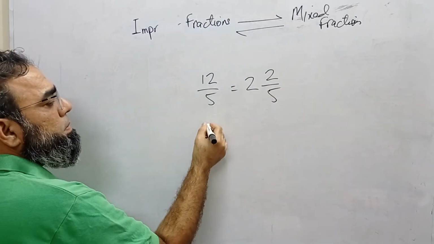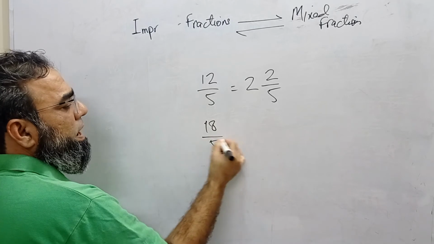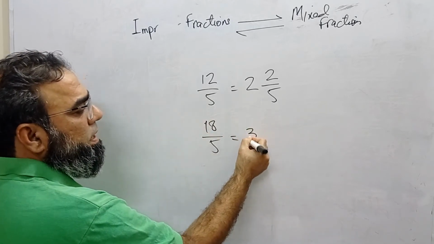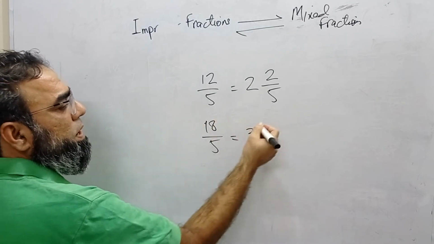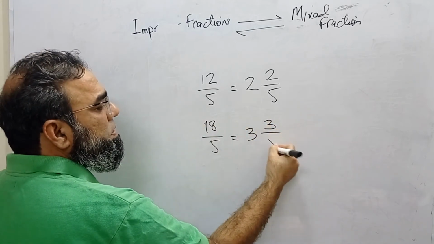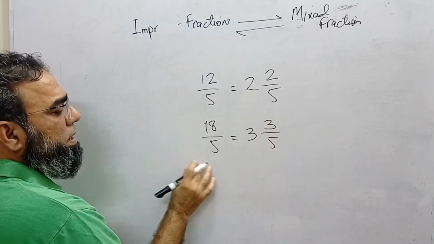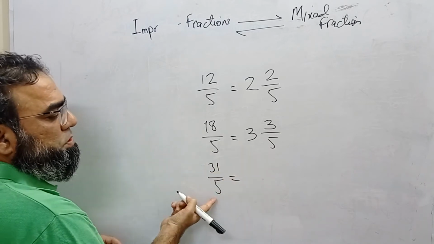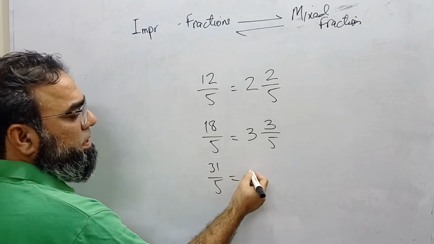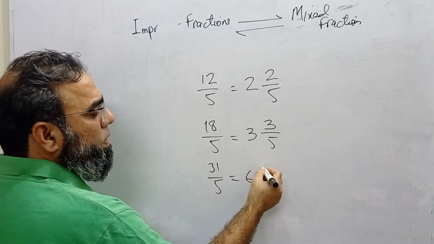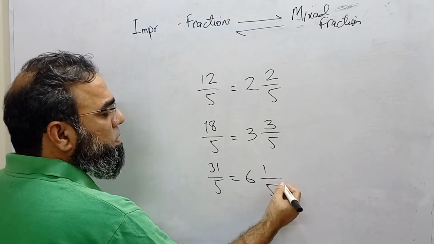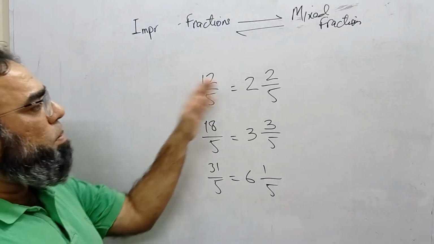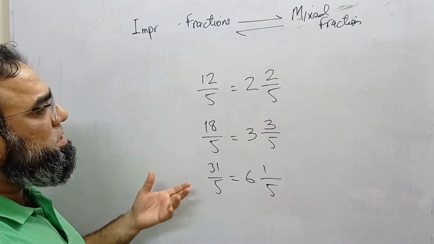Suppose you had 18 over 5, okay? You see 5 3 times is 15, and there is still 3 more required. This is 3 whole 3 over 5, okay? Suppose you had 31 over 5. So you see that 5 6 times is 30, and 1 is still required, the 6 whole 1 over 5. So that is how you change your improper fraction into the mixed fraction.